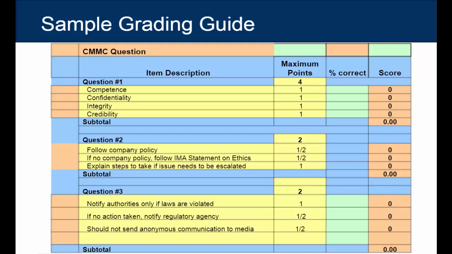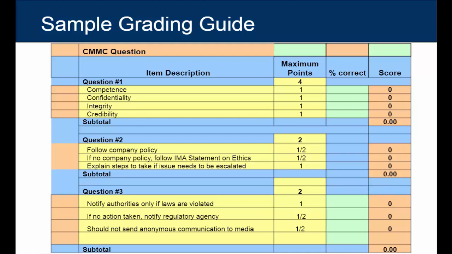It's also important to note that the exam candidates do not know how many points each essay is worth while taking the exam. Every essay is weighted differently. By mentioning the 4 standards of competence, confidentiality, integrity, and credibility, the CMA candidate will receive the full 4 points available under question number 1.